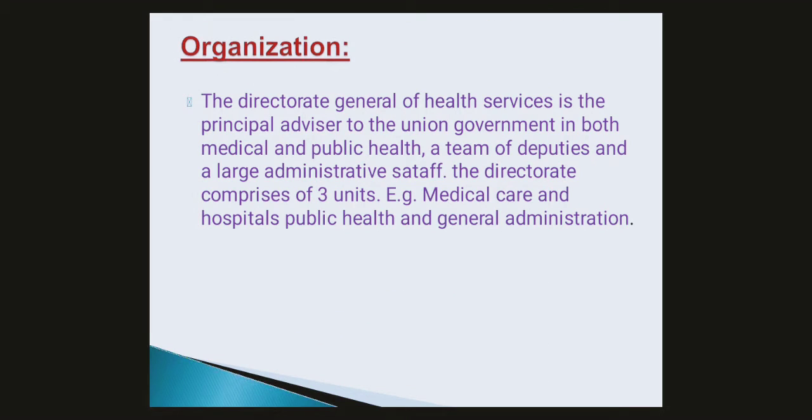Then next is the organization. The Directorate General of Health Service is the principal adviser to the Union government in both medical and public health matters, with a team of deputies and a large administrative staff. The directorate comprises three units, for example medical care, hospitals, public health, and general administration is also included in the organization.